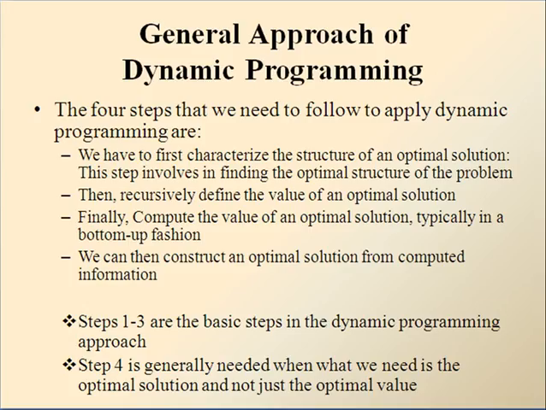General approach of dynamic programming. The 4 steps that we need to follow to apply dynamic programming are: we first have to characterize the structure of an optimal solution. This step involves finding the optimal structure of the problem. Then recursively define the value of an optimal solution. Finally, we compute the value of an optimum solution, typically in a bottom-up fashion. We can then reconstruct the optimal solution from the computed information.